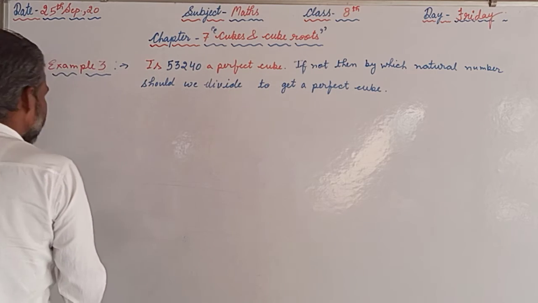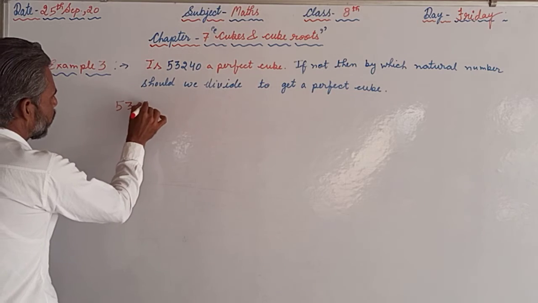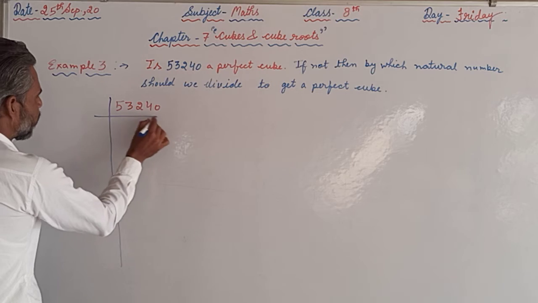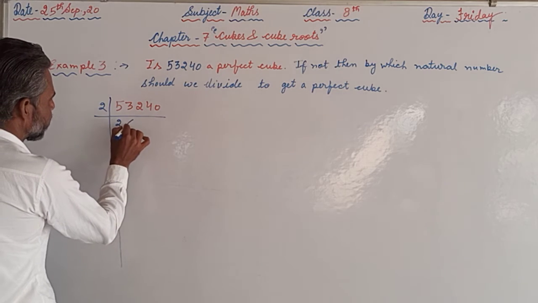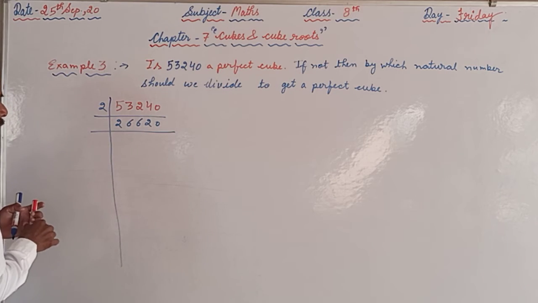53240. So first of all we will find the prime factorization of 53240. As the number is ending with 0, this can be divided by 2. 2 2s are 4, 2 6s are 12, 2 6s are 12, then again ending with 0.